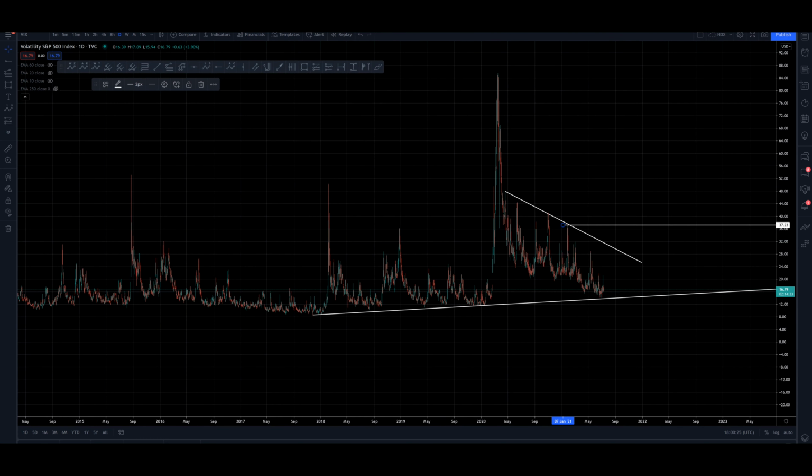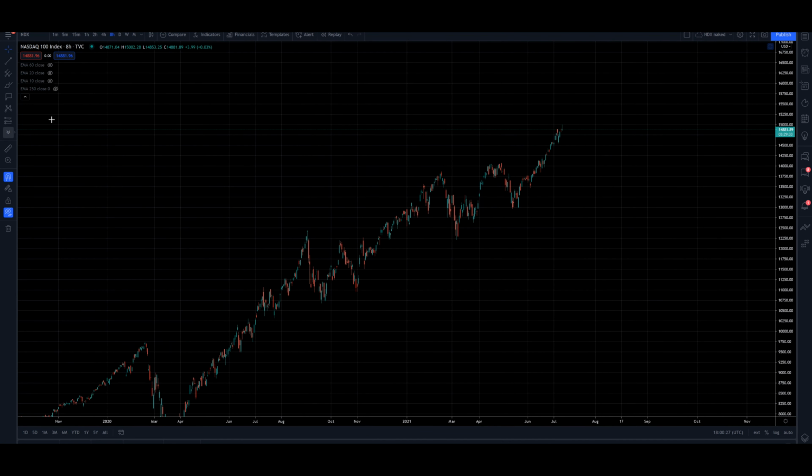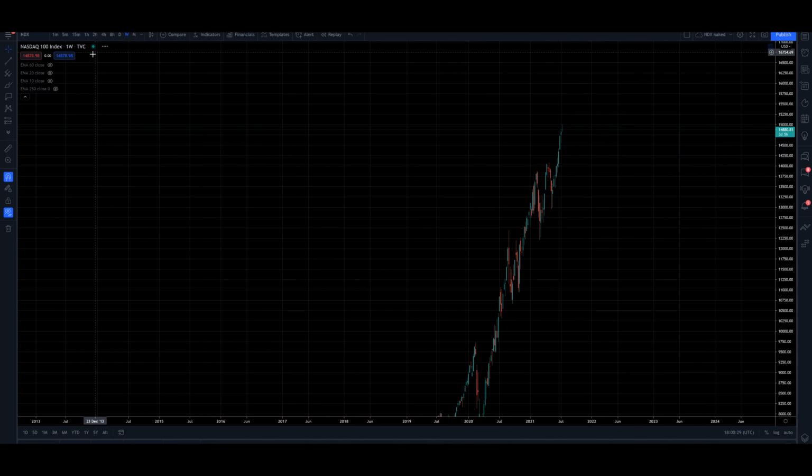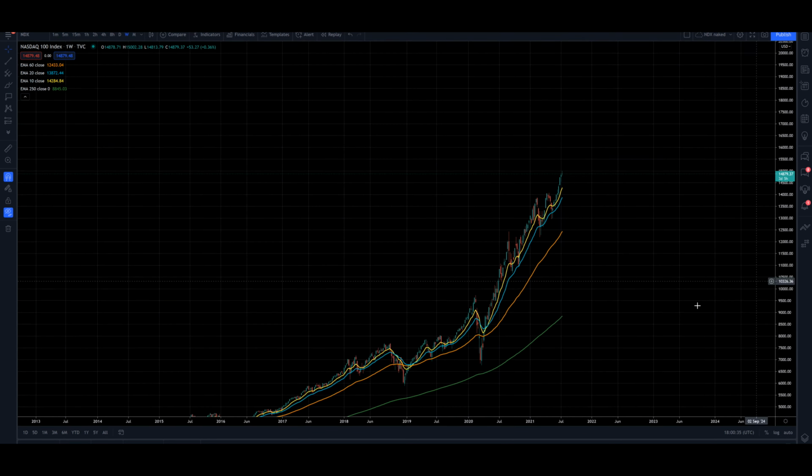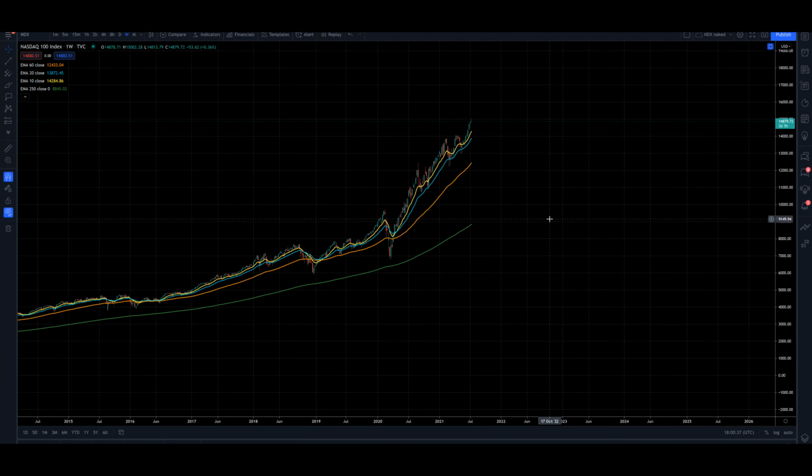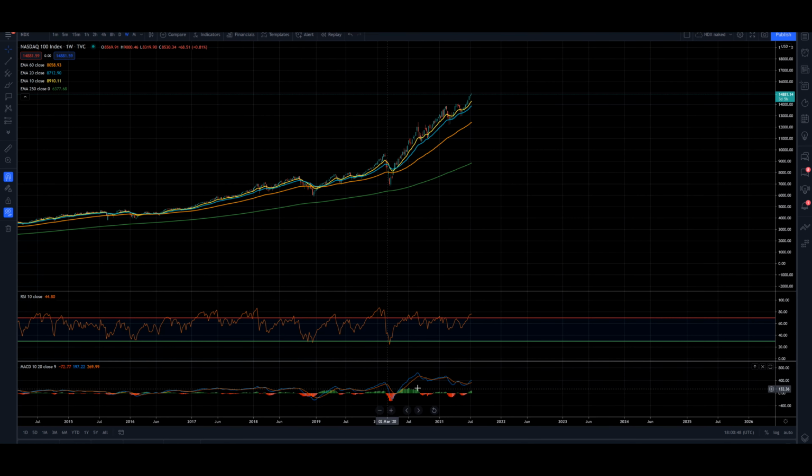Alright then, so let's come back over to the Nasdaq and let's bring up our exponential moving averages on the weekly time frame. We have 10 in yellow, 20 in blue, 60 in orange, 250 in green. We're also going to bring up our momentum indicators here. At the bottom we have an RSI set to close, green 30 level is oversold, red 70 level is overbought, and we also have a MACD with a 10 for the short term moving average in blue and a 20 for the long term moving average in orange.